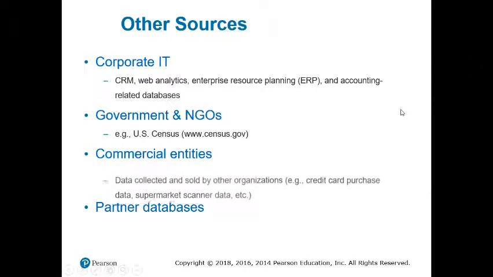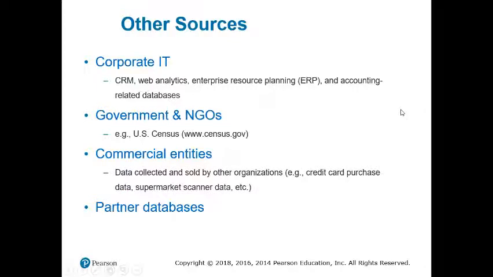Other commercial entities that are not government, not NGOs, you have credit card companies, for example, that sell the information of their account holders, right? They sell this to other organizations in order to know about the demographic characteristics and the type of purchases that these bank customers have. Supermarkets or other retailers, online retailers, they have also information about what are the purchasing patterns and habits of their customers.